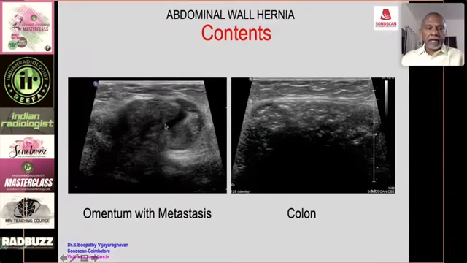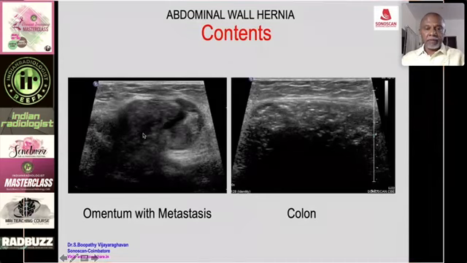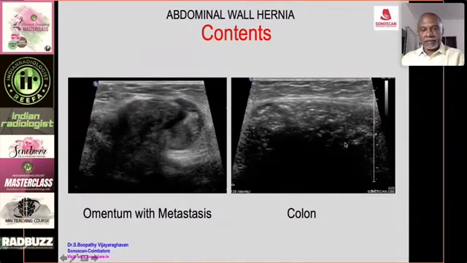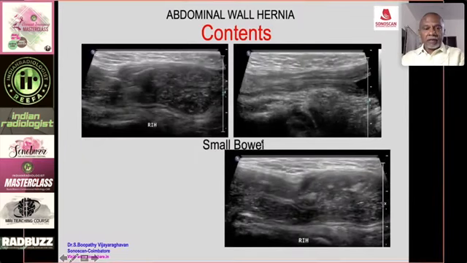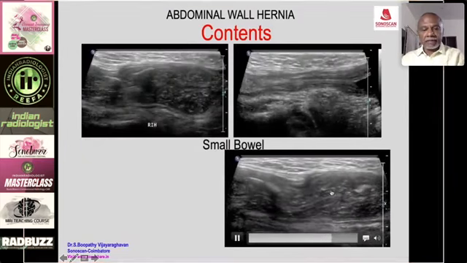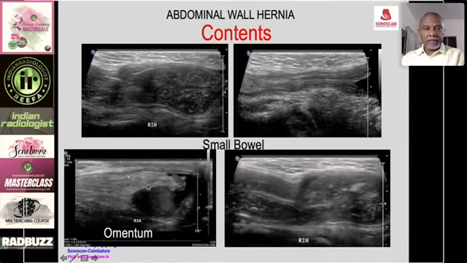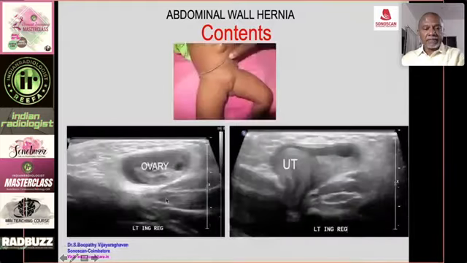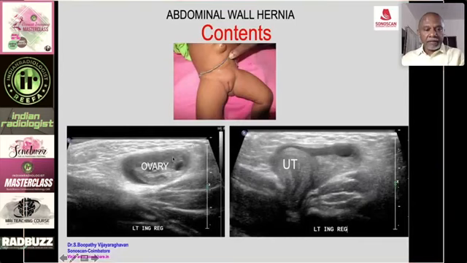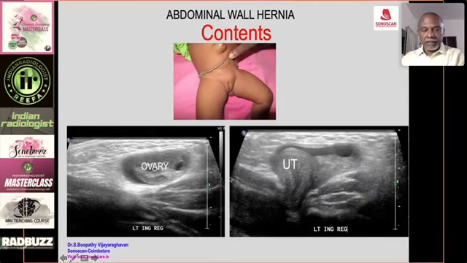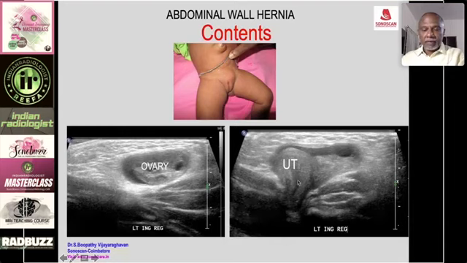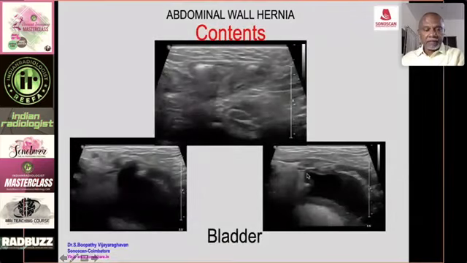Very rarely, the content may be omentum along with an omental metastasis in a patient who has been operated previously for ovarian carcinoma, or it may rarely be a distended colon. Now here there are bowels as the content and showing peristalsis, confirming that it is bowel, or it may be omentum in the inguinal hernia with the testis. The content here is the ovary in a child. You see the bulge there, and that is the ovary forming the left inguinal hernia. Or rarely the uterus also may escape besides the ovary and the fallopian tube, when the hernia is large.